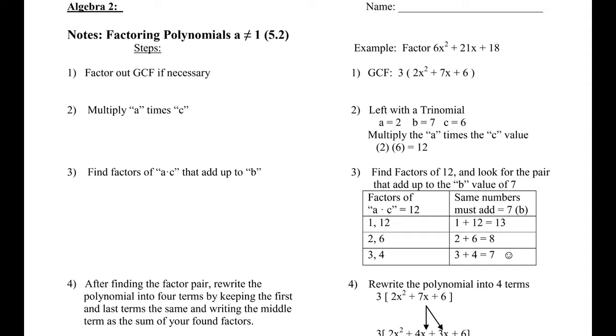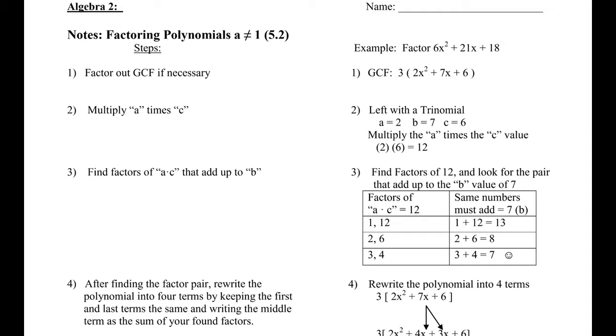The first step is to factor out the greatest common factor if necessary. So you can see that they pulled out a greatest common factor of 3. That leaves you with an a value of 2, a b value of 7, and a c value of 6. After you've factored out the greatest common factor, you're going to take the a value and the c value and multiply them together.